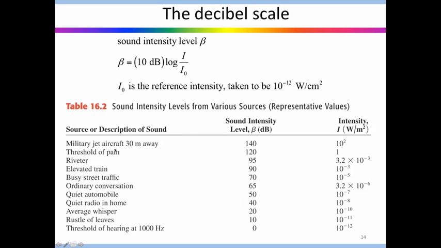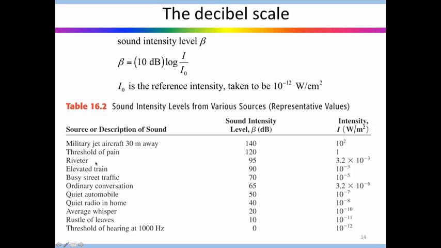and representative. A military jet aircraft 30 meters away has a sound intensity of 140 decibel. If you divide by 10, then this is actually 14. So this sound level is actually 10 to the 14 times more than the reference intensity. And then the threshold of pain, that means when you hear the sound and it feels painful, is 120. That corresponds to an intensity of 1 watt per meter square.